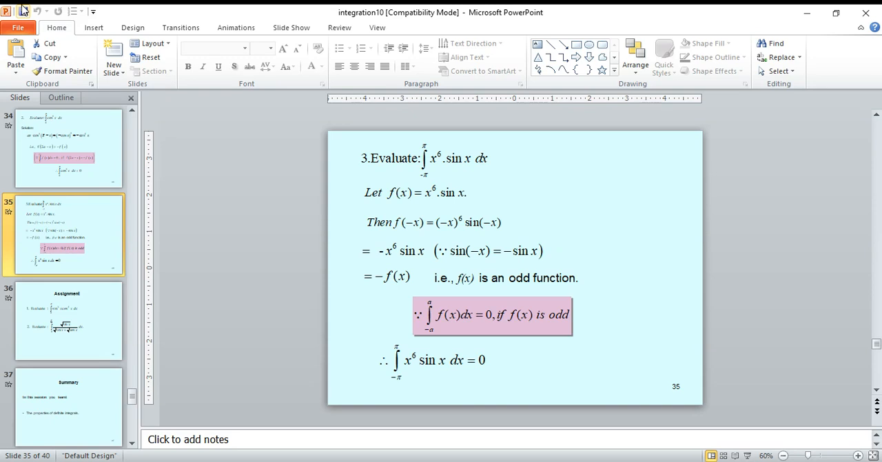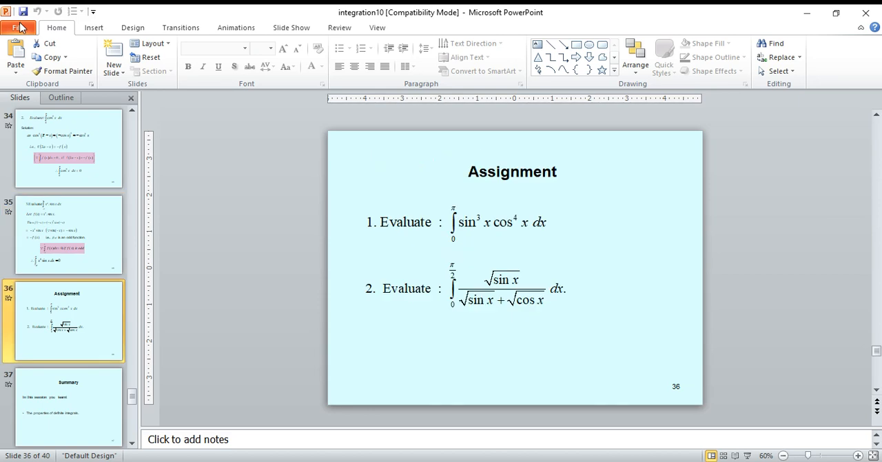Third one: evaluate integration minus pi to plus pi x power 6 into sin x dx. Let f of x equal x power 6 into sin x. Then f of minus x equals minus x power 6 into sin of minus x, so x power 6 into minus sin x, which equals minus f of x. f of x is an odd function. If f of x is an odd function over the interval minus a to plus a, then the answer is 0. So minus pi to plus pi, x power 6 into sin x dx equals 0, because f of x is an odd function and the interval is minus pi to plus pi.